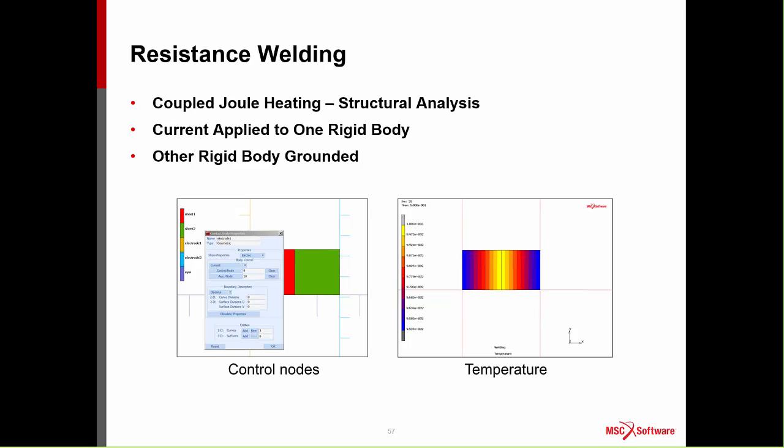So before, our rigid bodies were voltage controlled, and now, when we have this control node associated with the body, we can make it a current-controlled rigid body. So we could say I want to apply 15 amps through the particular structure, and of course we would do a Joule heating analysis that would generate a particular temperature, and from that temperature we generate thermal strains and temperature-dependent material properties as well.